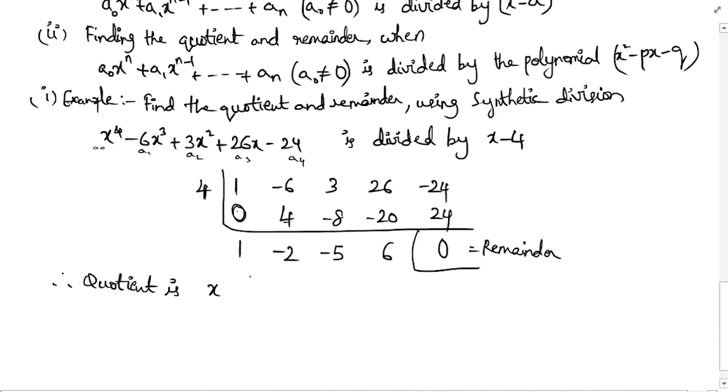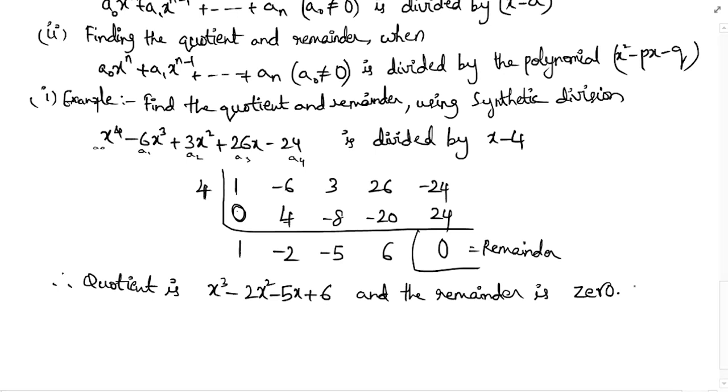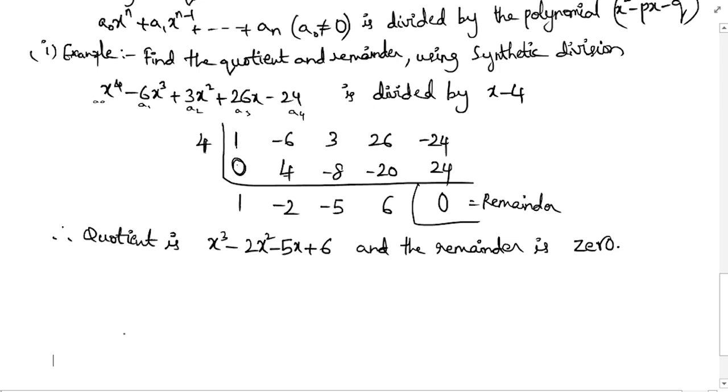Okay, so the quotient is x cube minus 2x square minus 5x plus 6, and the remainder is 0. So did you understand how the synthetic division is? It's very easy actually. Okay, so now we'll find with the second one.